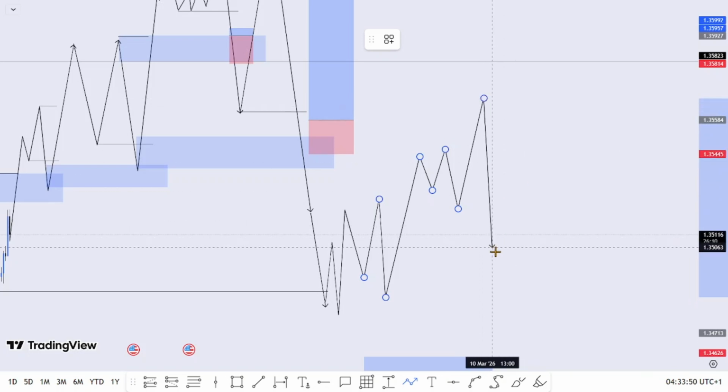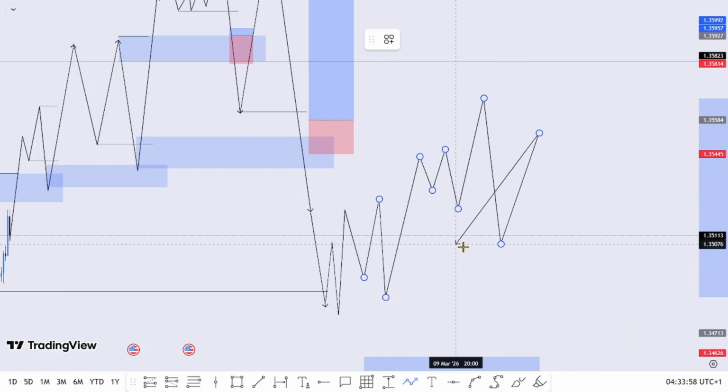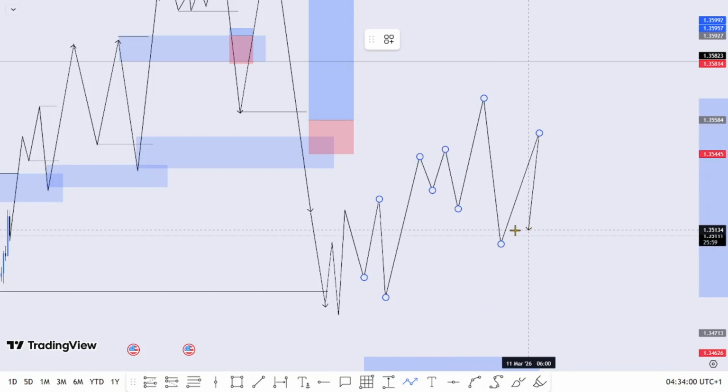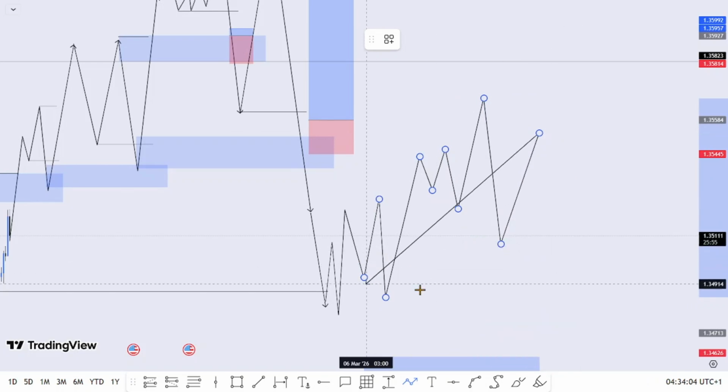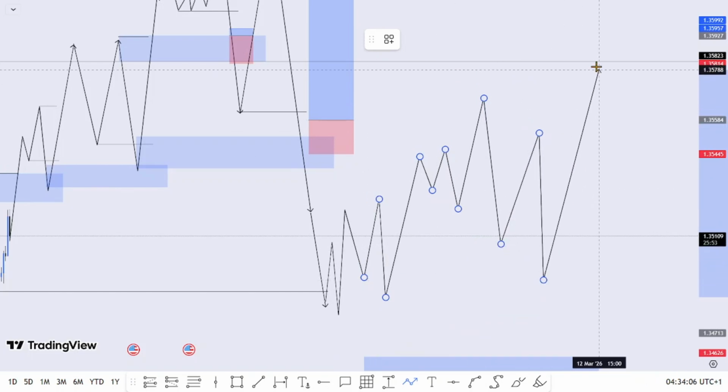So let's say price now does something like this. Let's say price now forms structural liquidity, so I did not take this key level. Price now does something like this. We have a break of structural liquidity at this point. I'll take my entry at this breaker block and continue to the upside.